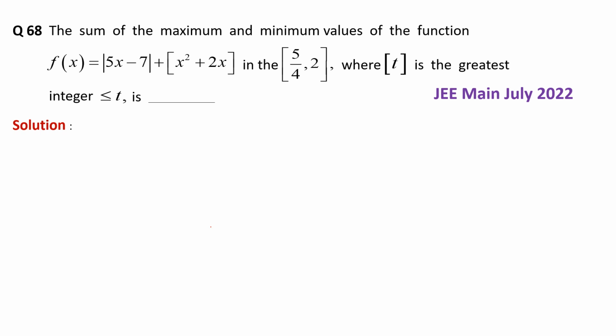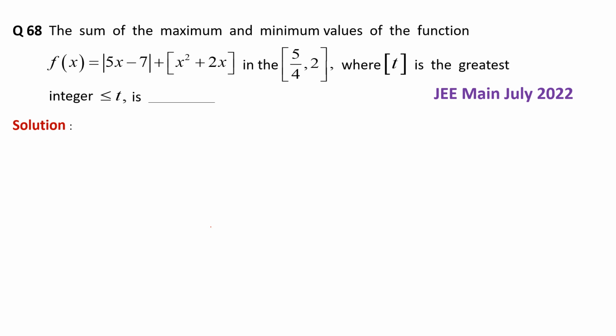Myself L.S. Nanda. Now in our previous year question series of JEE Main and JEE Advanced, this is today's question. It says the sum of the maximum and minimum values of the function f(x) = |5x - 7| + [x² + 2x] in the closed interval [5/4, 2], where [t] is the greatest integer less than or equal to t, is.